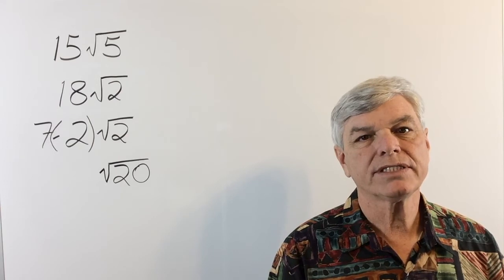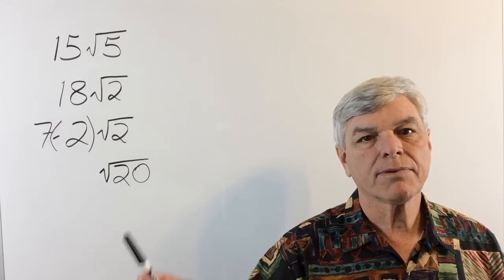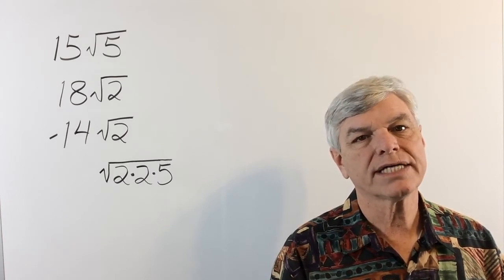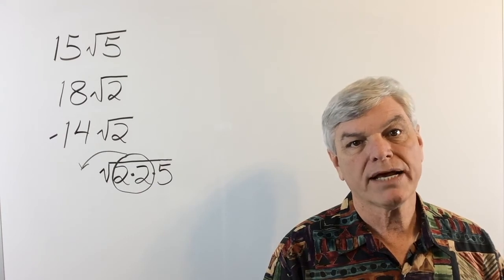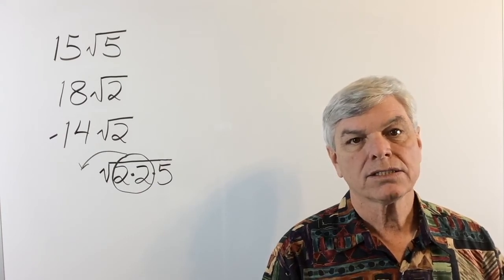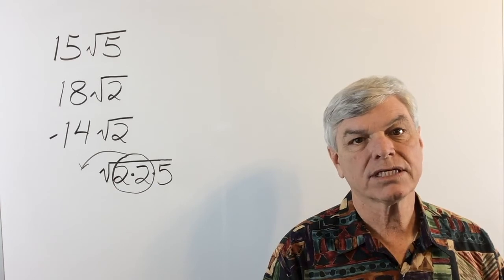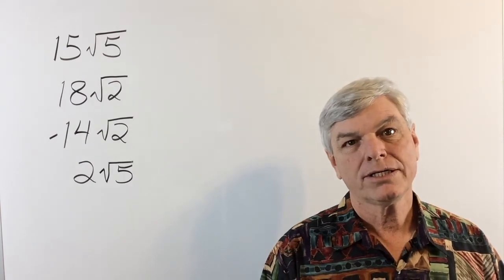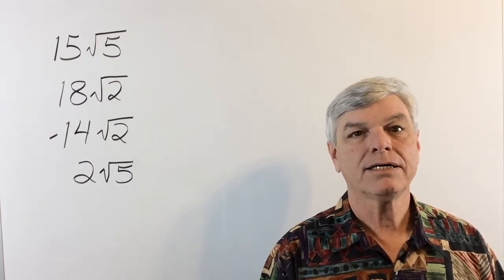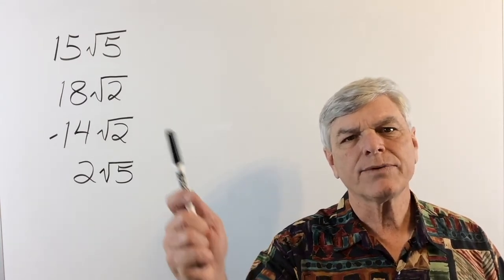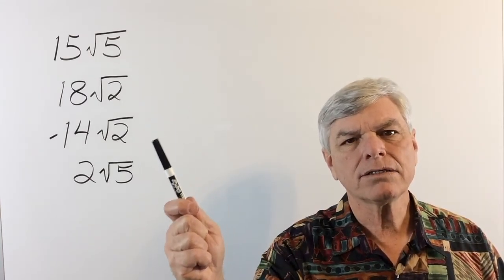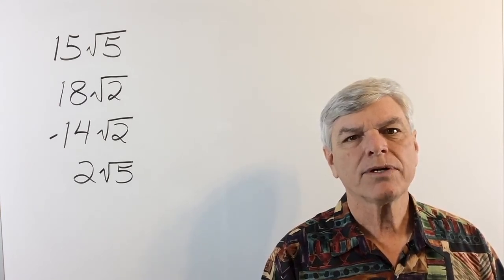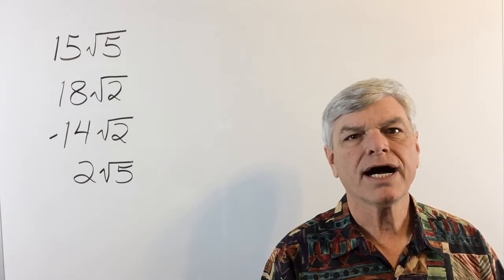7 times negative 2 is negative 14. And let's tear apart this 20. That's 2 times 2 times 5. Let's take the twins out. If you remember, we didn't have a coefficient in front of the root 20, so when we take the twins out, it's just going to be 2 times root 5. Now we're in a position to add common radicals. We have a radical 5 here and a radical 5 here. Those are the only two that we have. So that would be 17 root 5.